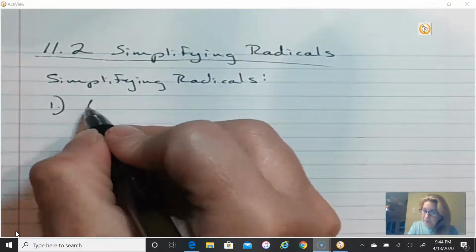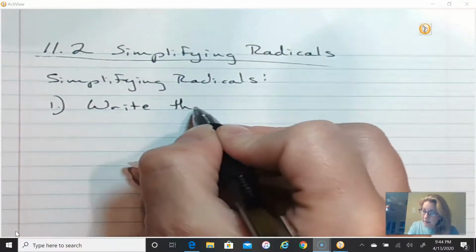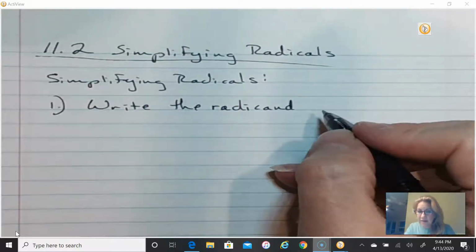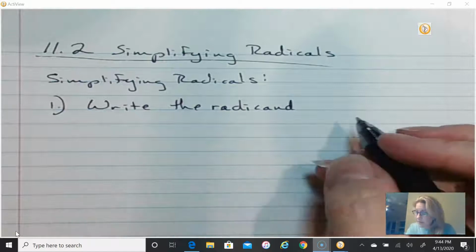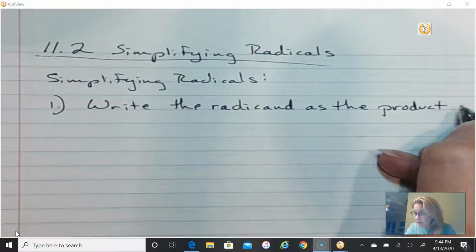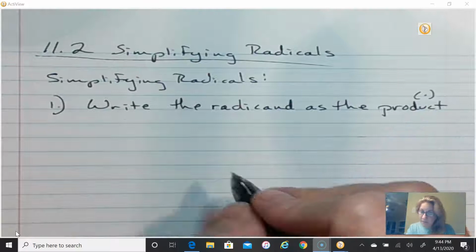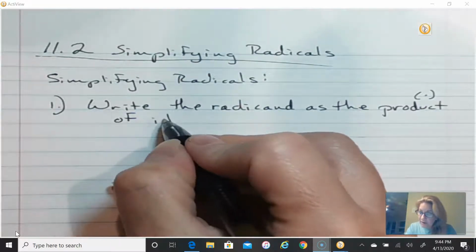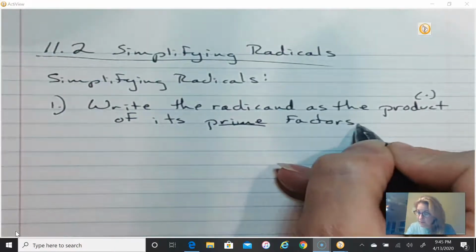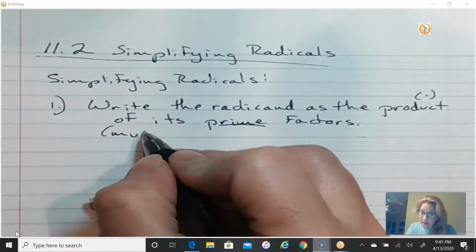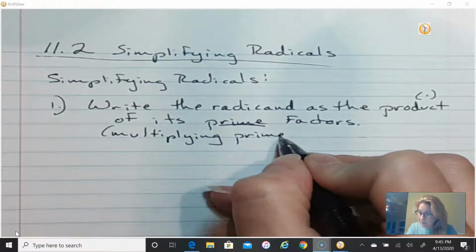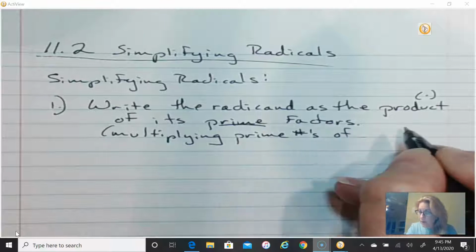Step 1, write the radicand, remember, that's the number inside the radical sign, as the product. What does product mean? Multiplication of its prime factors. You're going to be multiplying prime numbers of the radicand.